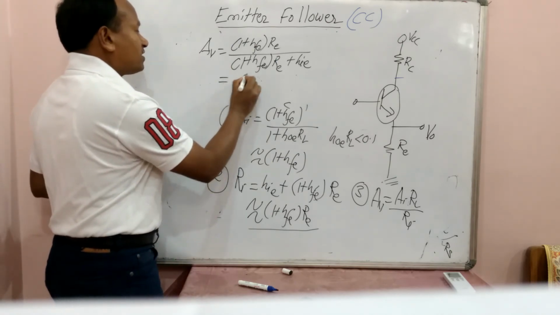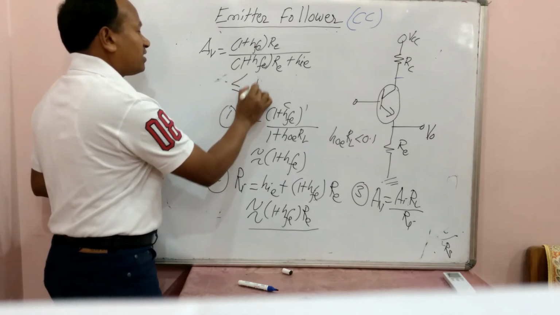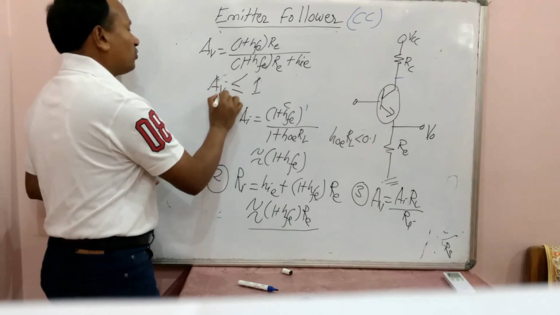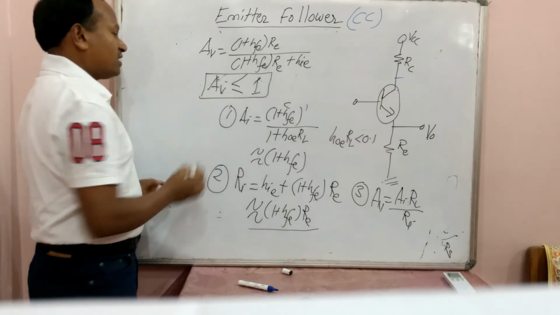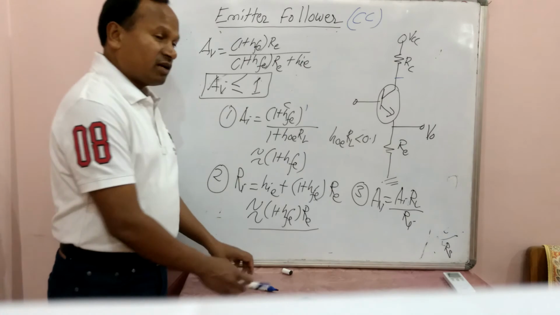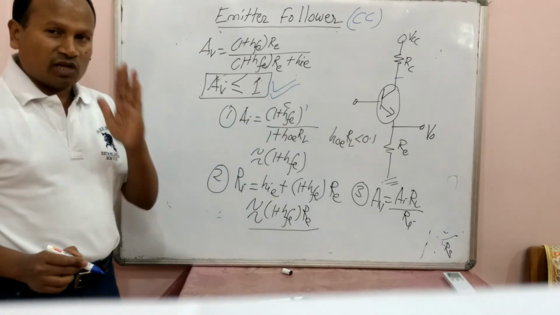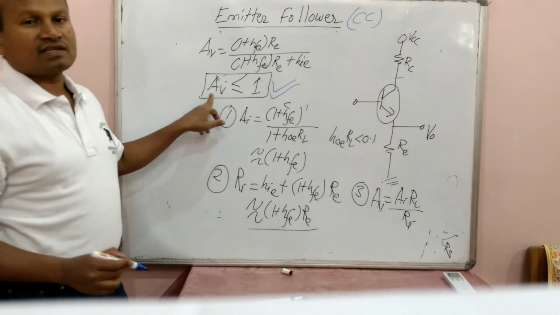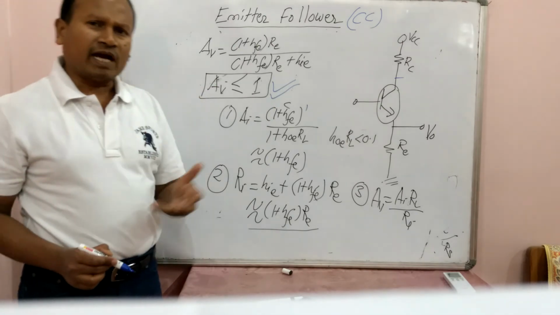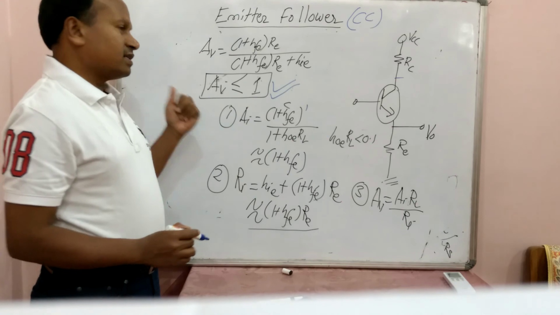What difference does it make? Voltage gain is always less than or equal to 1, and therefore we call this amplifier as emitter follower. This is the only amplifier whose voltage gain is less than or equal to unity. Ideally it is unity, otherwise less than equal to unity.